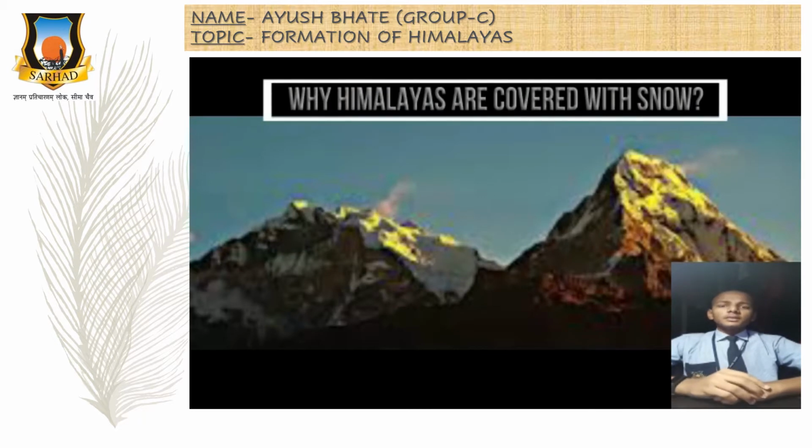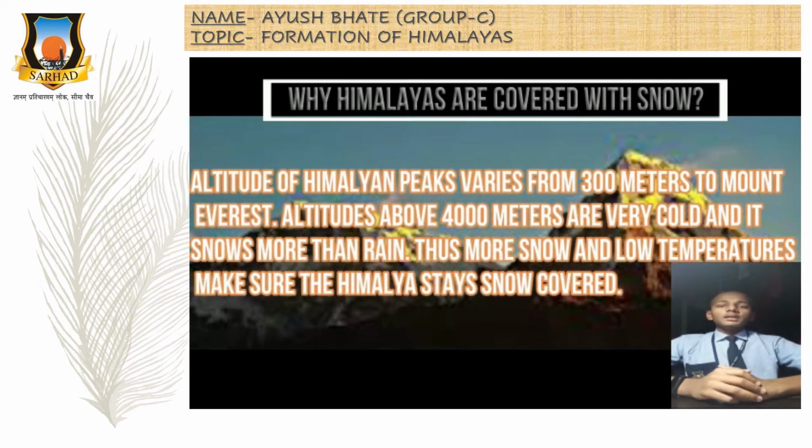Now let's get towards a known question but still unanswered for you. In many of the films you have seen that Himalayas are shown covered with white snow. But have you ever thought why Himalayas are covered with white snow? Now I will explain to you. The altitude of Himalayan peaks varies from 300 meters to Mount Everest at about 4000 meters and more, which are very cold, and it snows more than it rains. Thus more snow forms in low temperature and keeps the Himalayas snow covered.